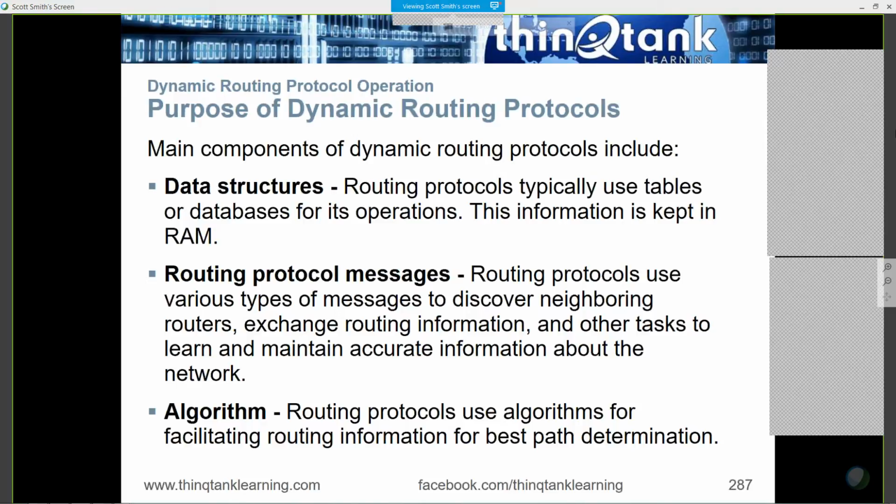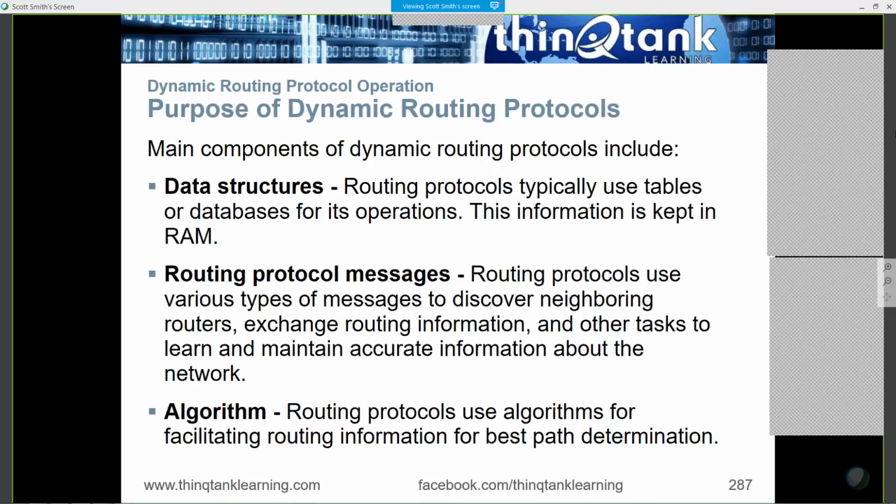That's right. One of the things that you guys are going to have to know for the test is what protocols use what algorithms and how those decisions are made. We're going to learn that as we go through each of the protocols in the process of discussion here. Okay?